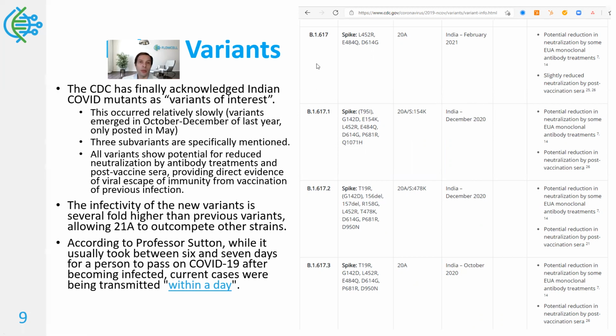of B1617, the Indian variant, has begun to emerge. And that's, as I mentioned, showing significantly higher infectivity and even being able to show transmissivity within a day. So let us hope that the vaccines hold up, but certainly the biocomputation of the virus is giving us a run for the money.